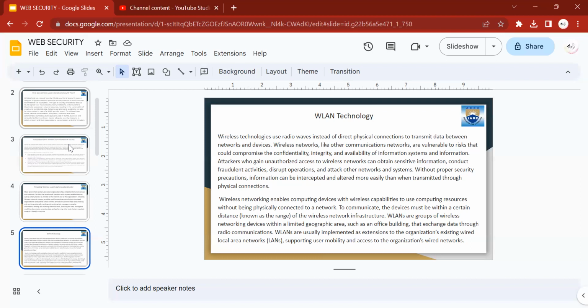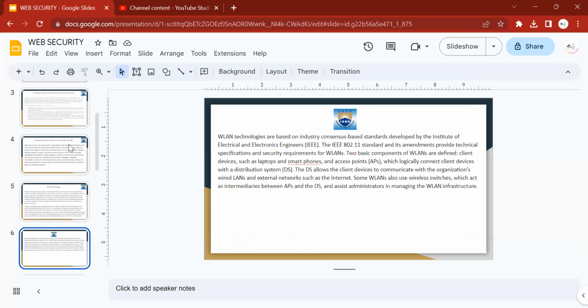Wireless local area networks are usually implemented as an extension to the organization's existing wired local area network, supporting user mobility and access to the organization's wide networks. Wireless local area network technology is based on industry consensus standards developed by the Institute of Electrical and Electronics Engineers. The IEEE standard and its amendments provide technical specifications and security requirements for wireless local area networks.